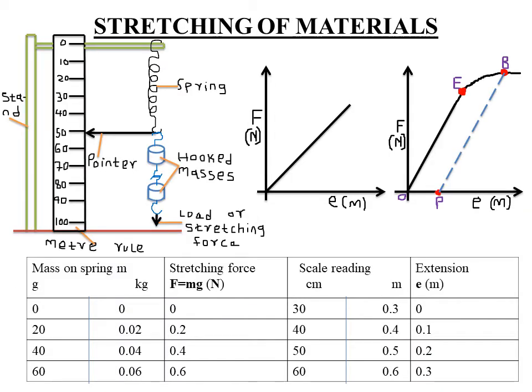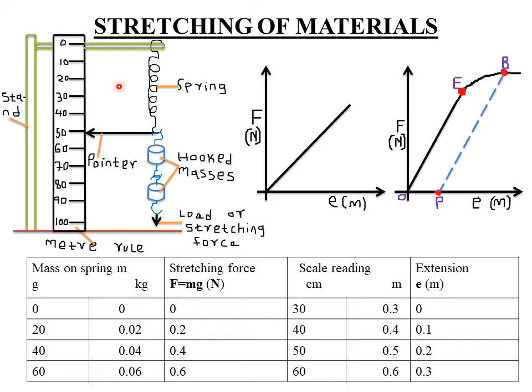So next we look at stretching of materials, and to understand that we will describe an experiment which describes Hooke's Law. So remember, Hooke's Law was discovered by an English scientist called Robert Hooke. Because of his second name, Hooke, we derived the name of the law, which is Hooke's Law.